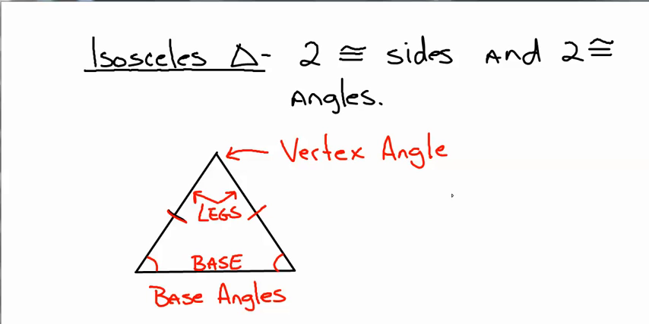What if you get a picture of a triangle and you're told that these two angles are congruent? What else do you think you can conclude? That the legs are congruent. Good. Or the sides opposite those angles are congruent.